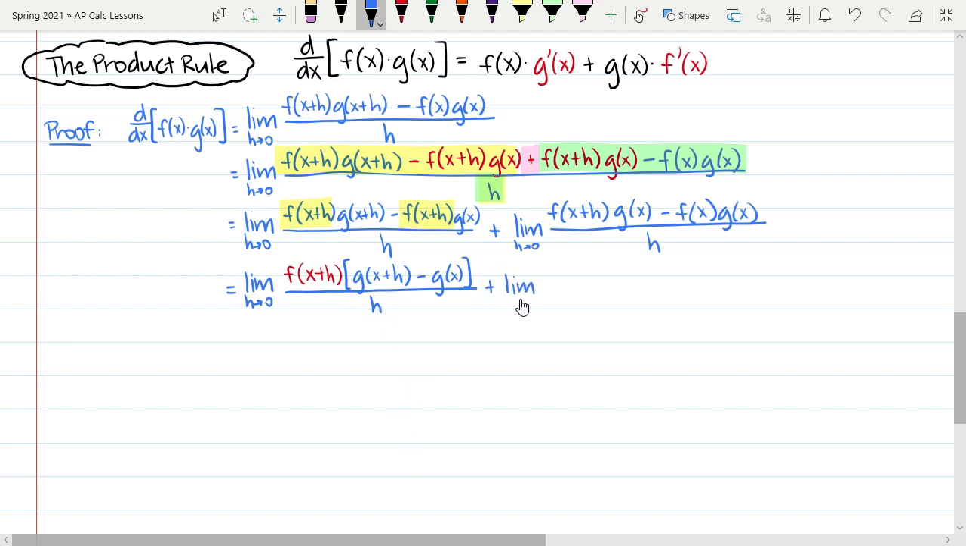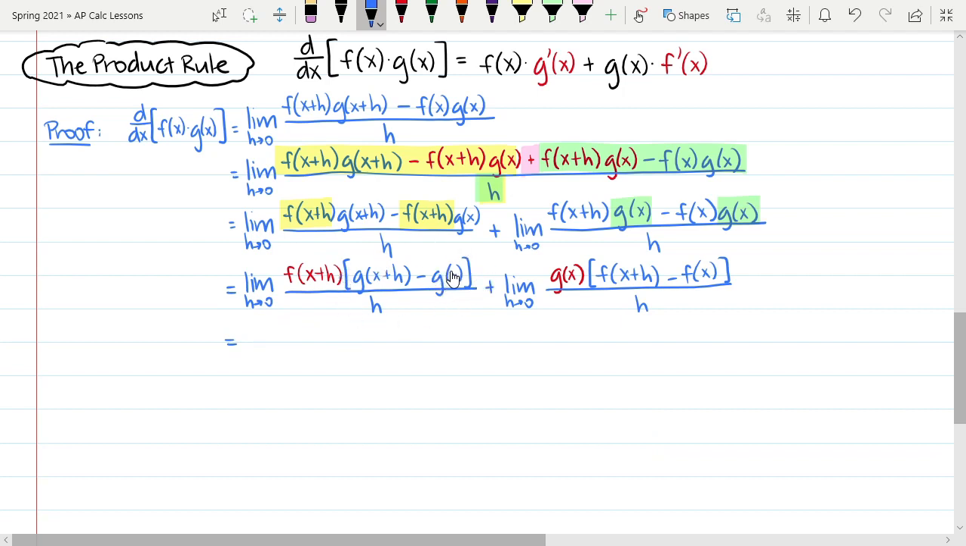Plus, in the second function, I'm going to do something similar. Notice that in the second function, both terms contain a g of x. So just like you saw me do before, I'm going to factor out a g of x. And that means I'm going to be left with f of x plus h minus f of x all over h. All right, so now I have the limit of a function times another function.